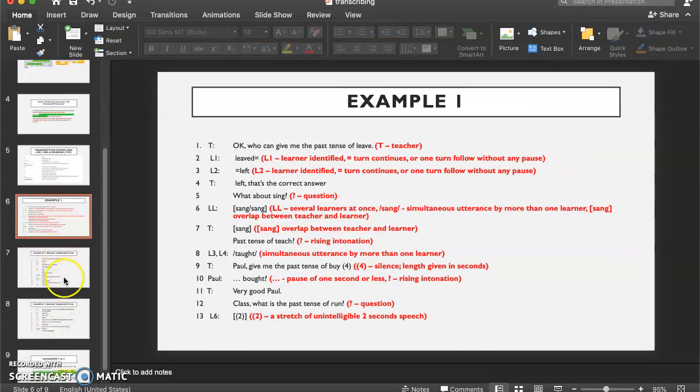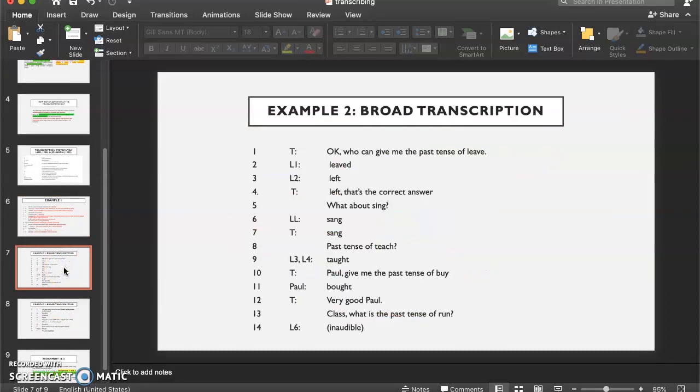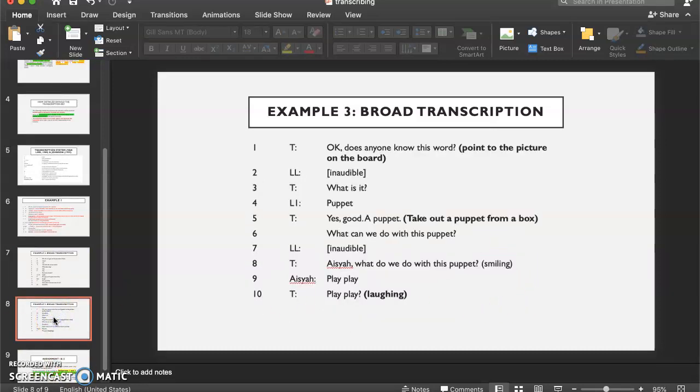with details. However, if you feel that you just want to do a broad transcription because you just want to look at the modes, for example, you can just do a very broad transcription like this. You still have the line numbers, you have the indication of who produces the utterance, right? But you do not have all those elaborate and detailed symbols. All right, so we have example 2 and we have example 3. All right, so this one is bold to show that there are actions happening here. All right, like point to the picture on the board, take out a puppet from a board, laughing.